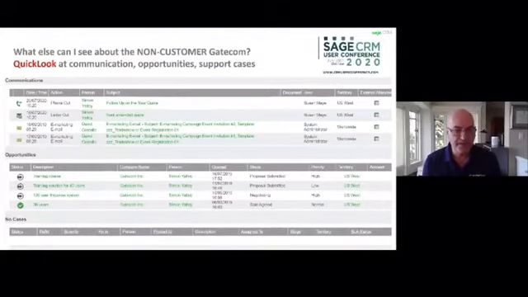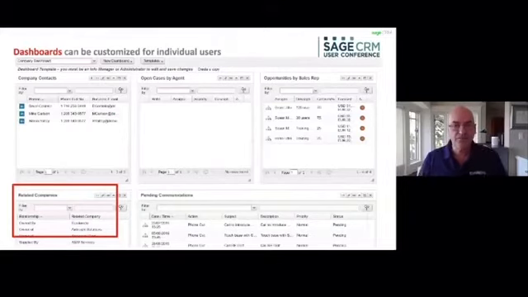The third panel has to do with support cases. I don't have any for this particular company, but they would show under this as well. Another really nice feature is dashboards. These can be personalized for individual users, individual groups of users, individual regions, countries, territories, all of those sorts of segregations. What we see on here is all the company contacts for them. I don't have any cases, but they will be listed here.